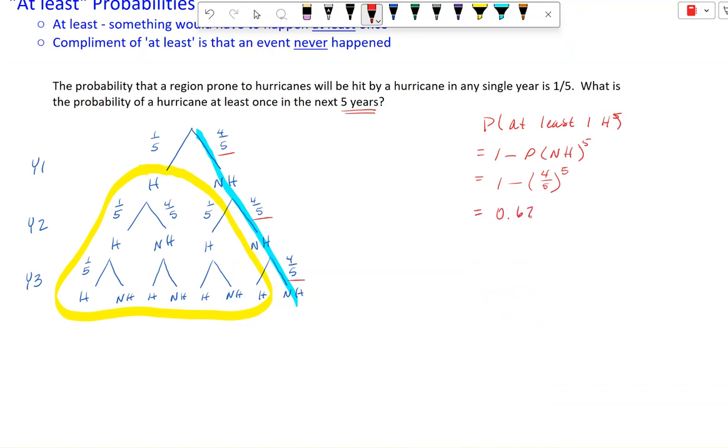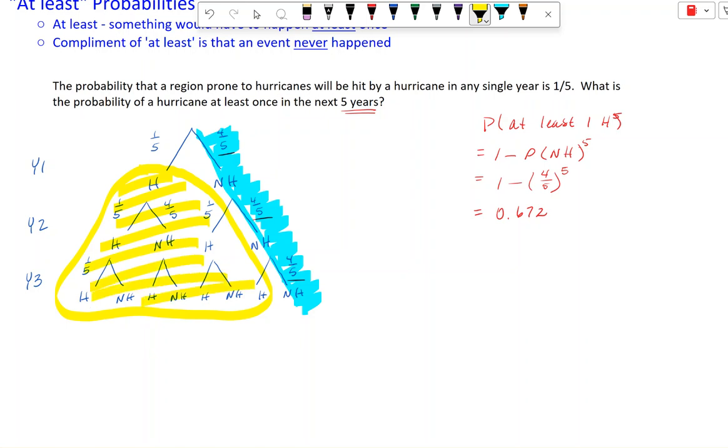So it is a 67% chance that a hurricane will hit this area at least once in the next 5 years. It's kind of confusing. "At least" probabilities are a little hard to grapple with at first, but it's easier if we take only the complement of our event, the event that never happened, and subtract that from 1, rather than trying to figure out the combinations for all of these possibilities over here in yellow.